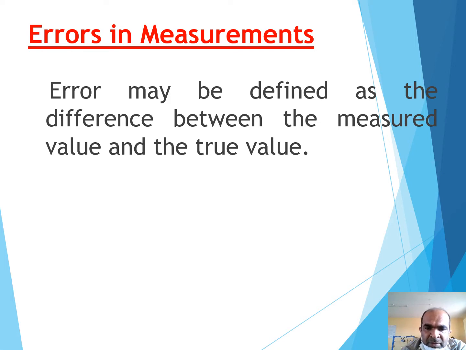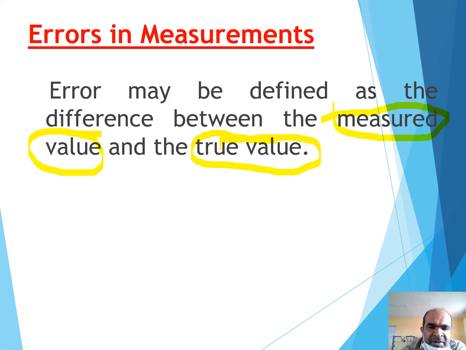So this true value is a known value, and I am going to find out the measured value. The difference between these two values, that is the true value and the measured value, gives me what is known as this error.